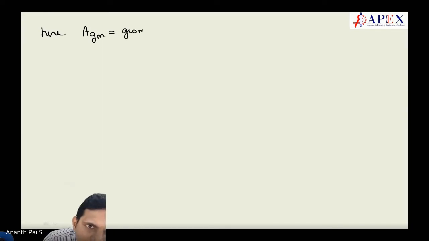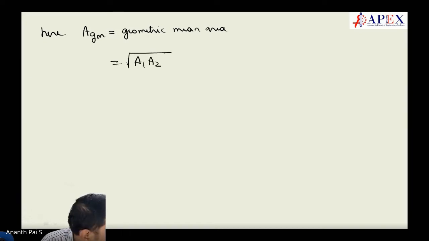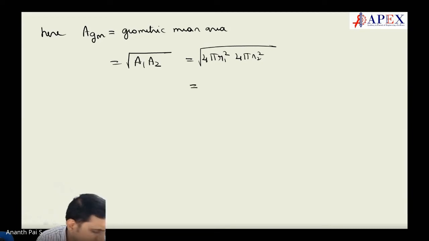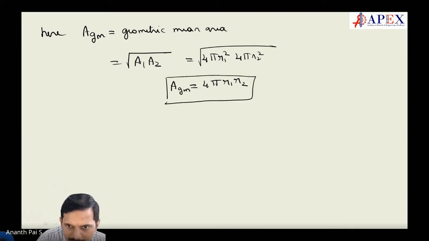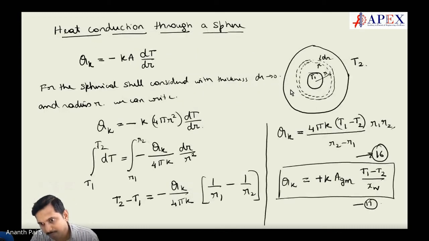Now here, AGM is the geometric mean area given as square root of A1 A2, which is equal to the root of 4 pi r1 square into 4 pi r2 square. What you will get here is 4 pi r1 r2. That is AGM. Make sense? This is 18.